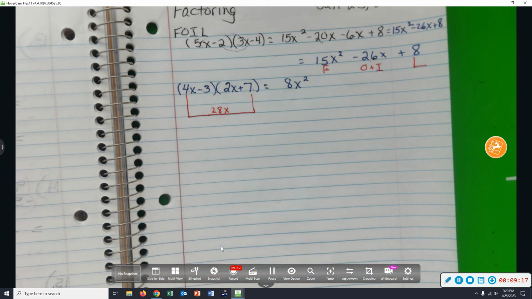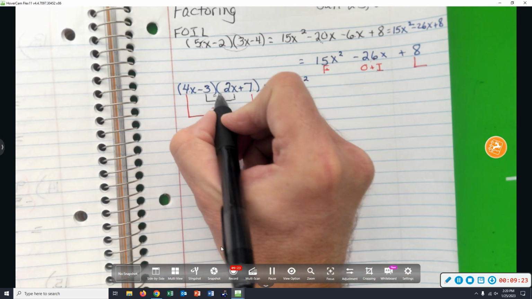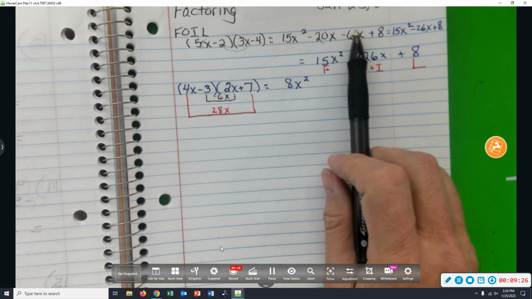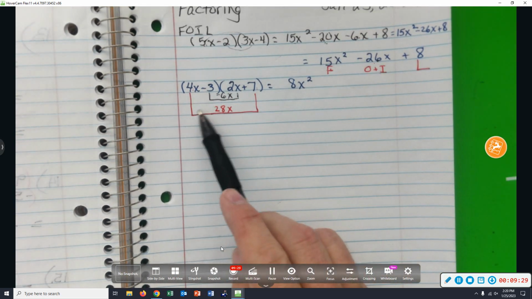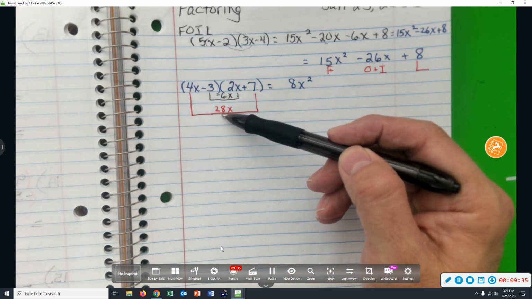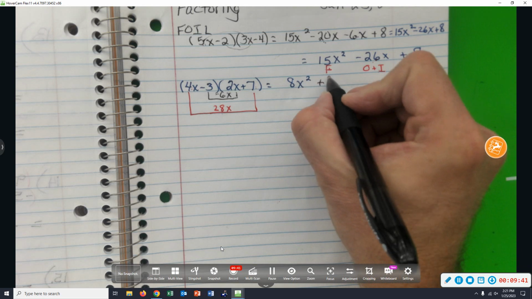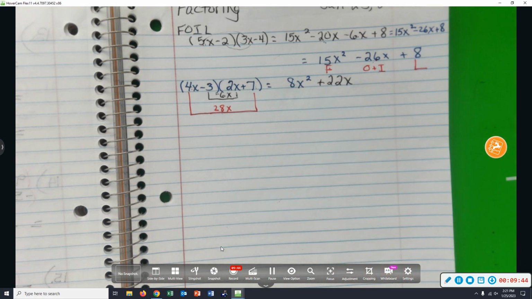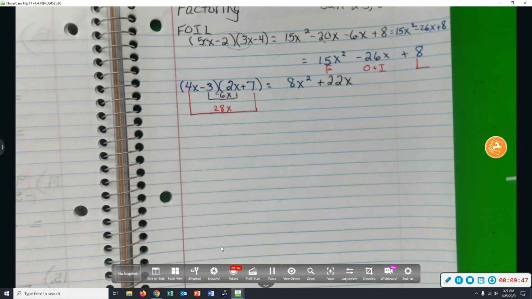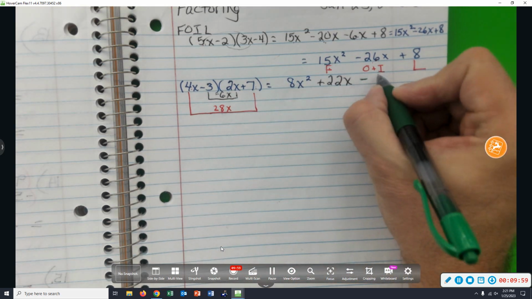And then the inner terms, I'll use black. Is that a minus 6x? Instead of writing it out horizontally like I'm writing right here, I'm going outer and inner, and then just combining those. Negative 6x and a positive 28x. Negative 6 plus 28 is a positive 22x. So what I'm doing is combining the outer and inner. And then what's the last term? Negative 3 times 7, negative 21.